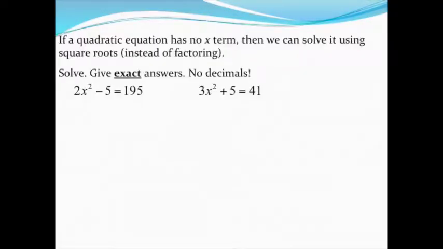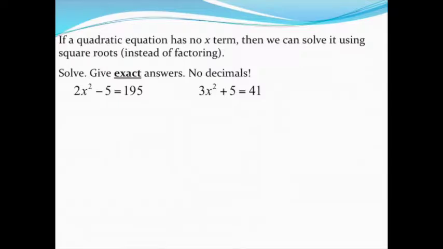We've looked at how we can use factoring to solve a quadratic equation. We can also solve some quadratic equations using square roots. We can do this if we don't have an x term, meaning the problem has an x squared in it, that's what makes it quadratic, and then a constant. So here's how solving with square roots works.